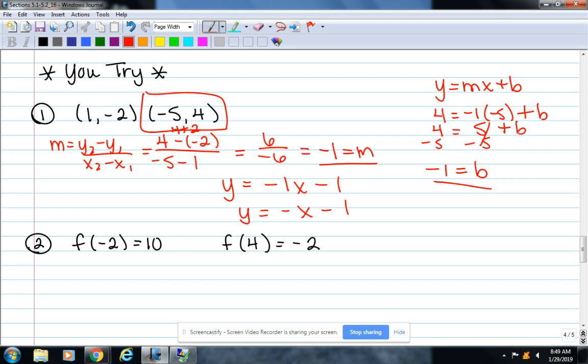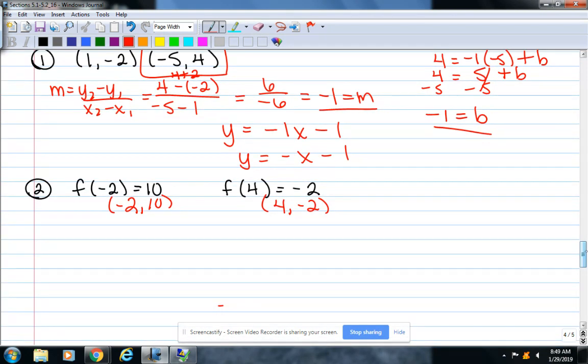The next one gave us function values. So what's the first ordered pair? -2, 10. What's the second ordered pair? 4, -2. Did they give you M or B? Nope. Which one do you have to find first? Slope. What is y2 minus what is y1, over what is x2 minus what is x1?